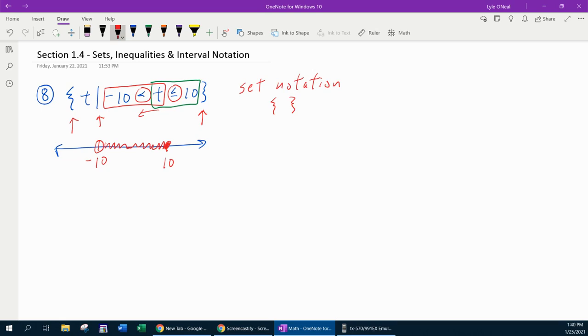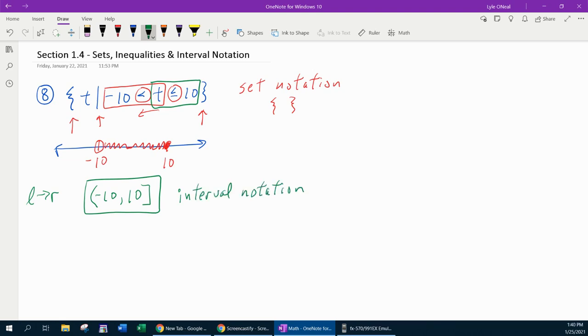From this, we can then easily get interval notation. So interval notation is always read from left to right. And the interval notation basically describes what is shaded. So the shading starts at negative 10. An open circle corresponds to a parenthesis, and then the shading stops at positive 10, and the solid dot corresponds to a bracket.